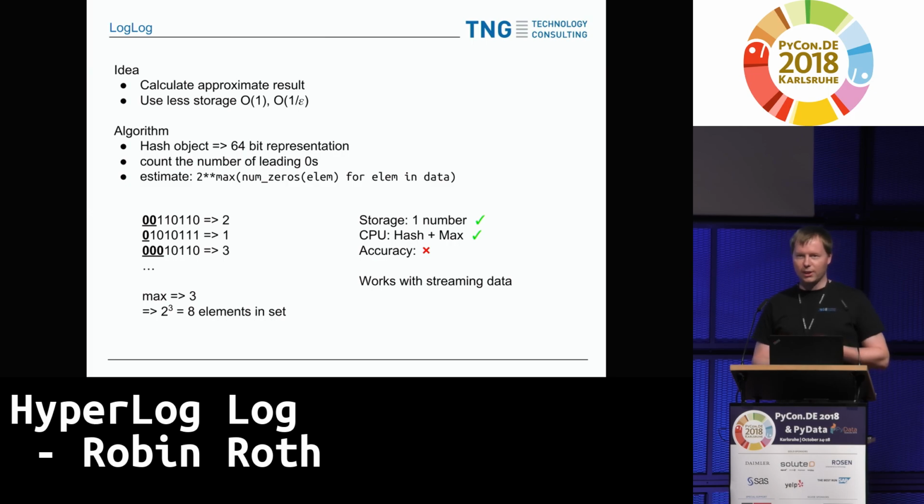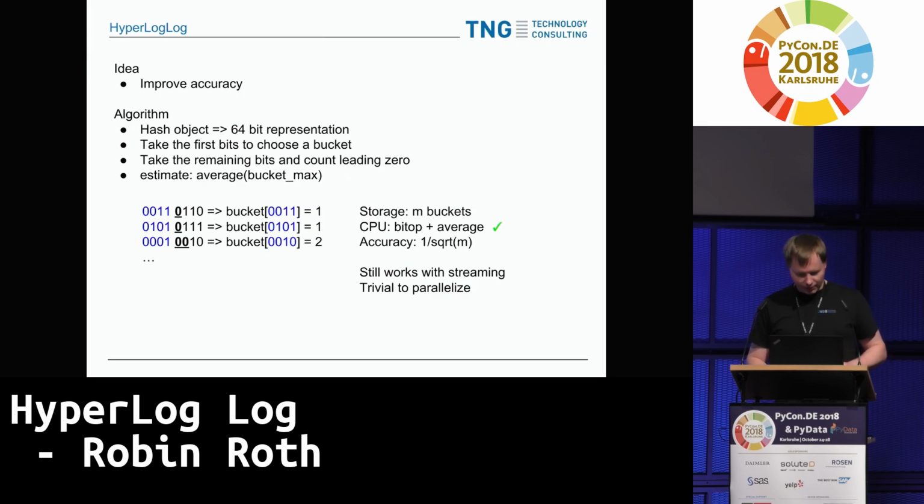It stores only one number. You only have this maximum that you have to store. And it's very CPU efficient. But you still have to work on the accuracy. So how do we improve the accuracy of this algorithm? The idea is we extended the storage a bit. So what we do is we start with the hash again. And then we split the hash in 2 parts.